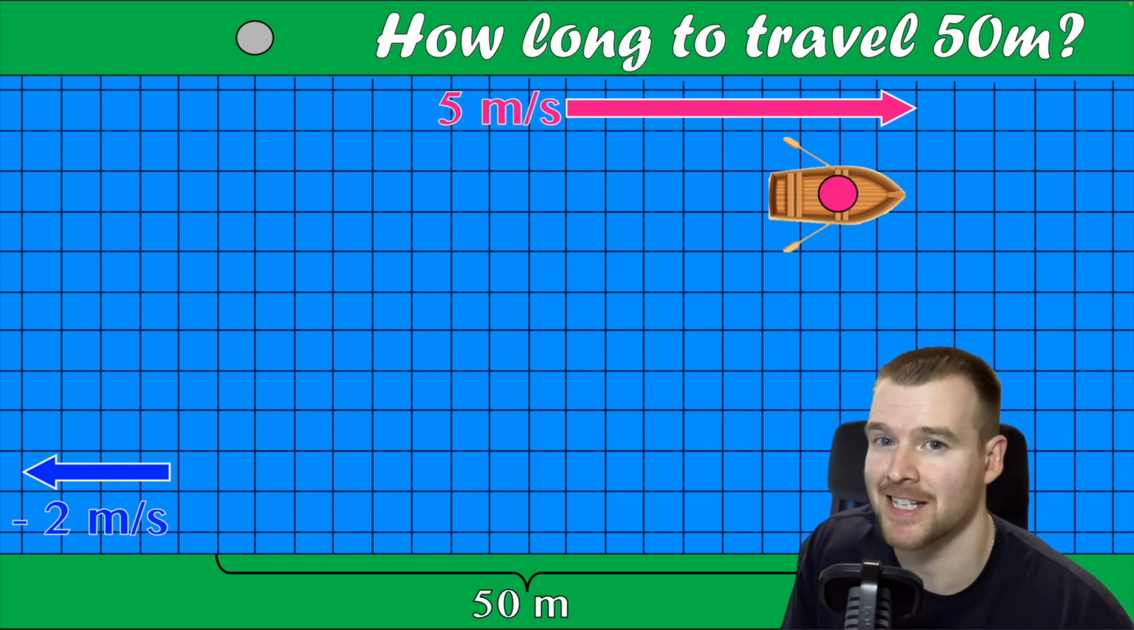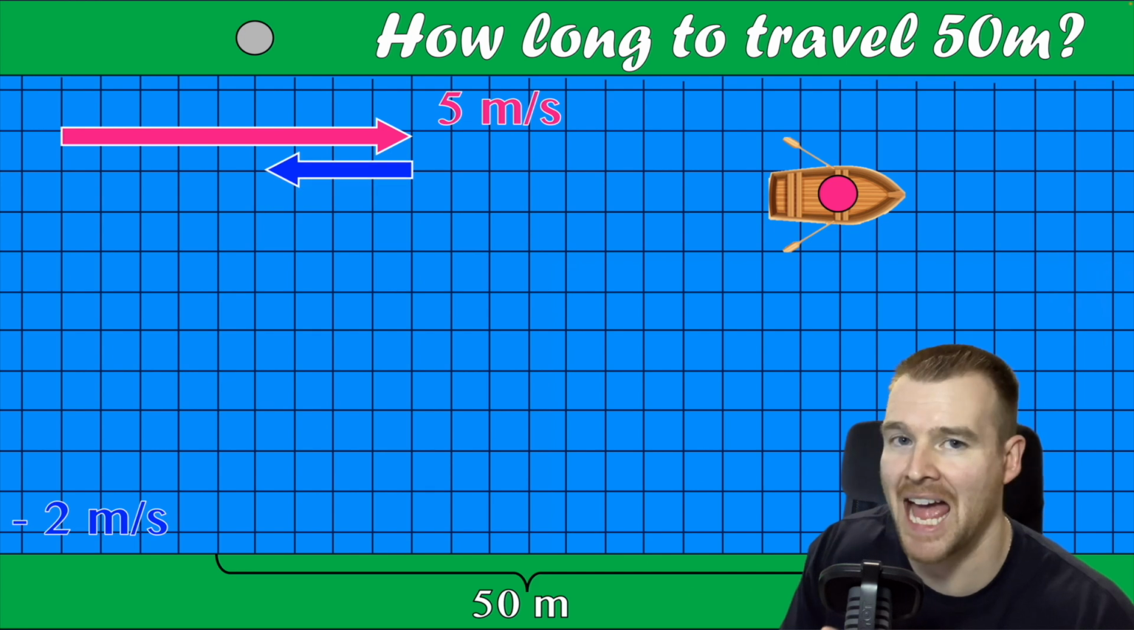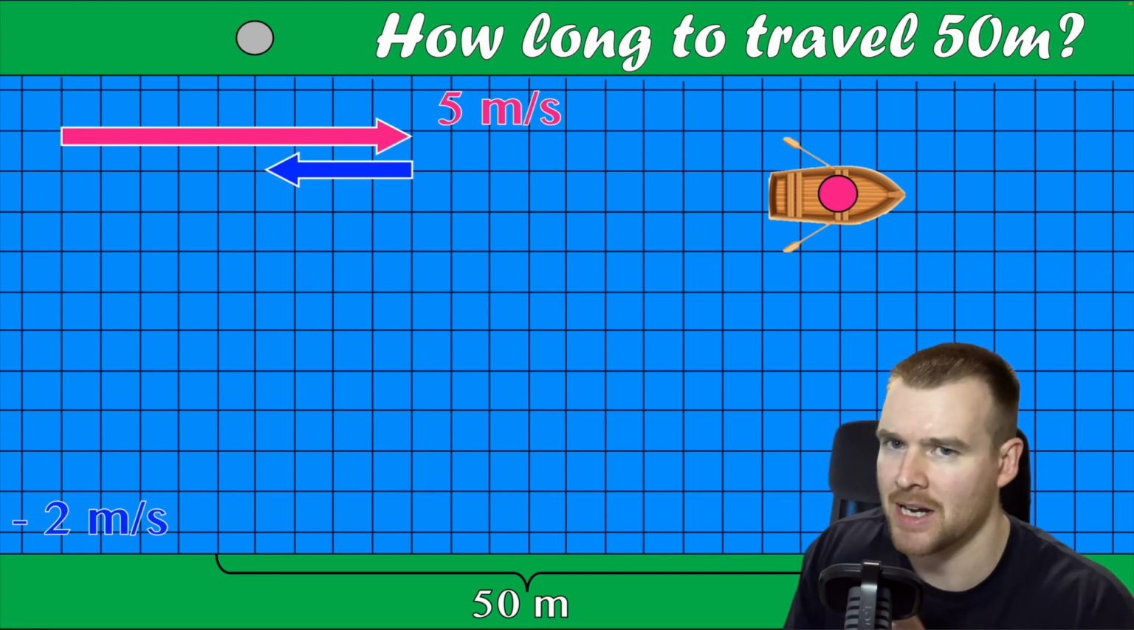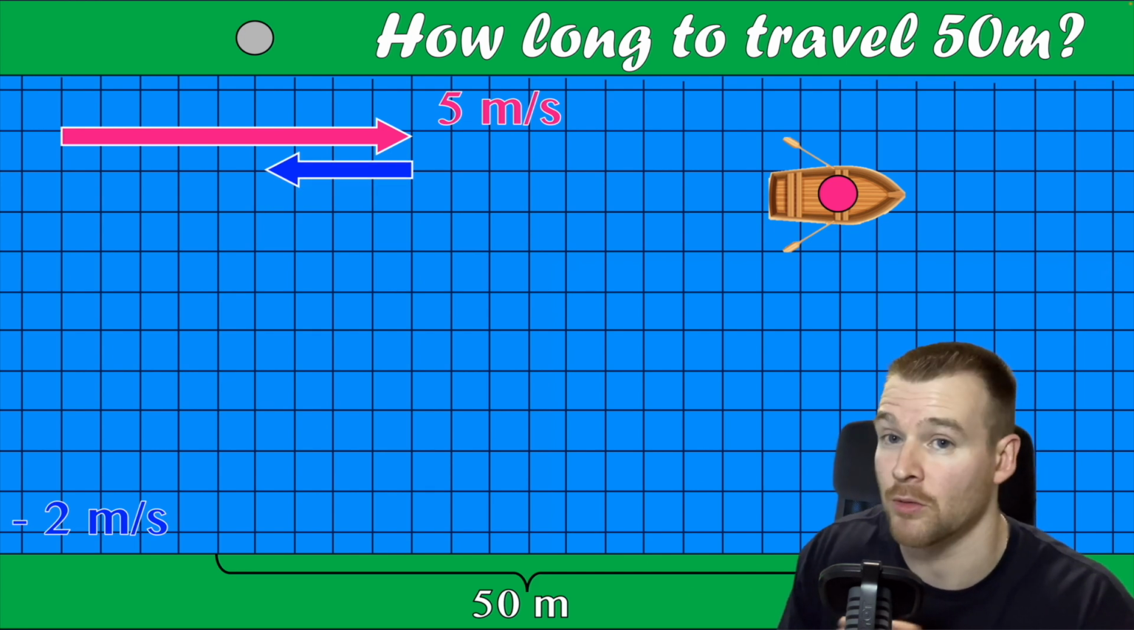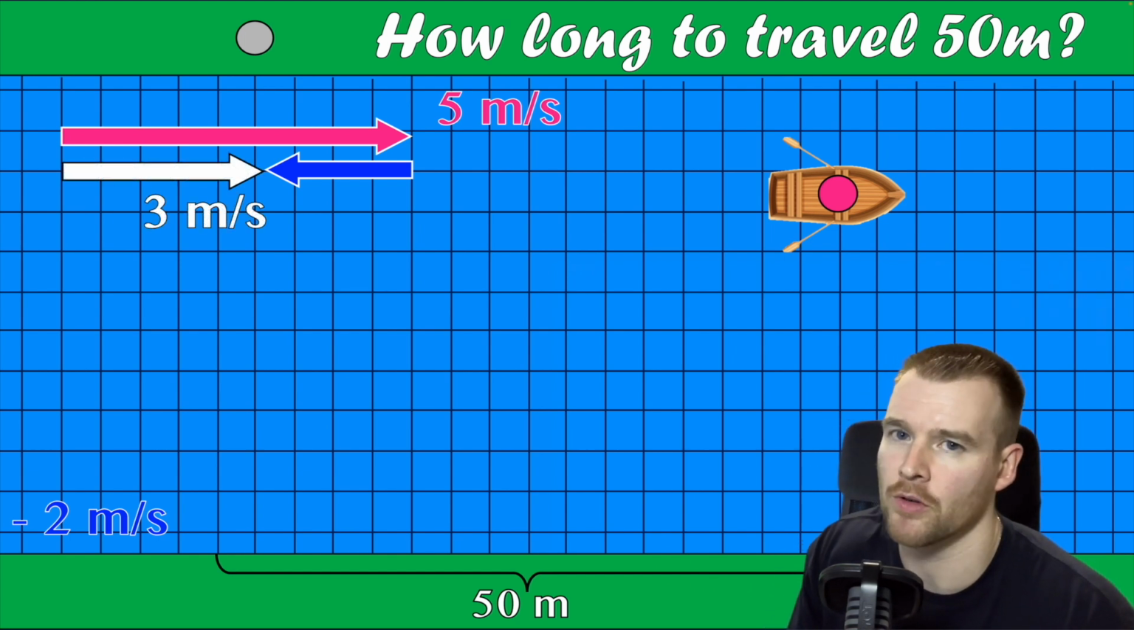We would start the exact same way with adding those vectors. I'm going to shift the 5 down, shift the 2 up. I'm going to add them head to tail. This time I did it in a different order. I did the 5, then the 2, but reminder, the order doesn't matter. So this should still work and should give us the overall velocity of 3 meters per second.